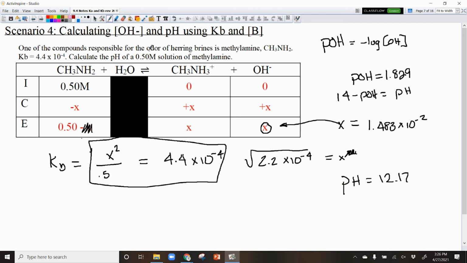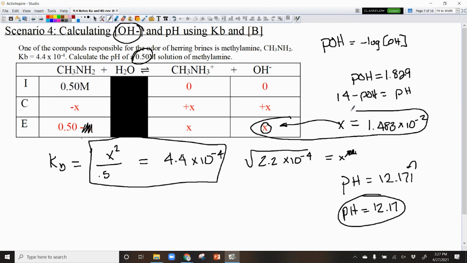Okay, and how many sig figs? 2 here, 2 here, so 2 here. So 12.171. This is 171. So this one's not going to do anything to that 7. So pH is equal to 12.17. Okay. All right. So we calculated the OH, the concentration of the OH. It's right here. Okay. And we calculated the pH right here from the hydroxide ion concentration. All right, so that's scenario 4.